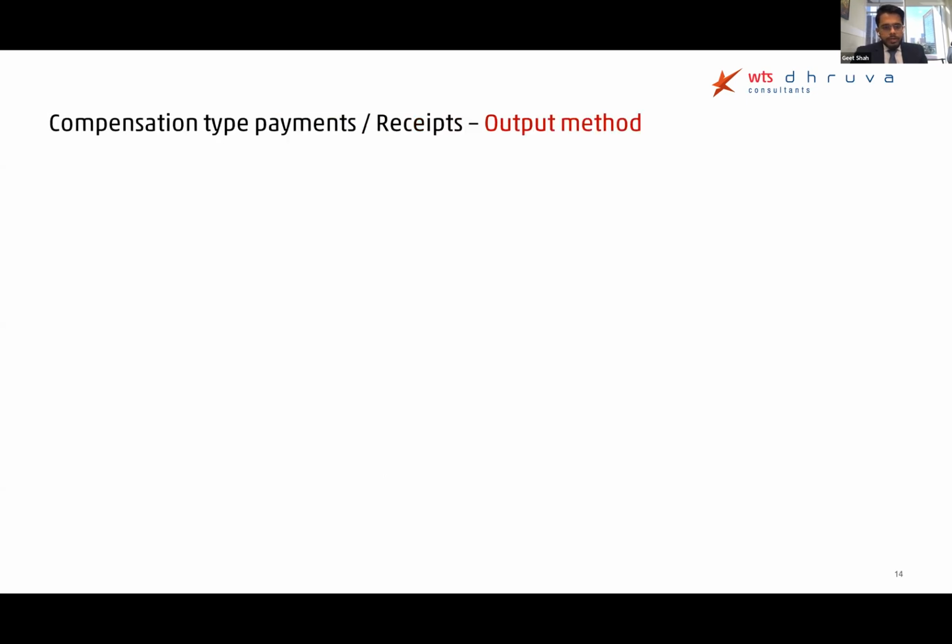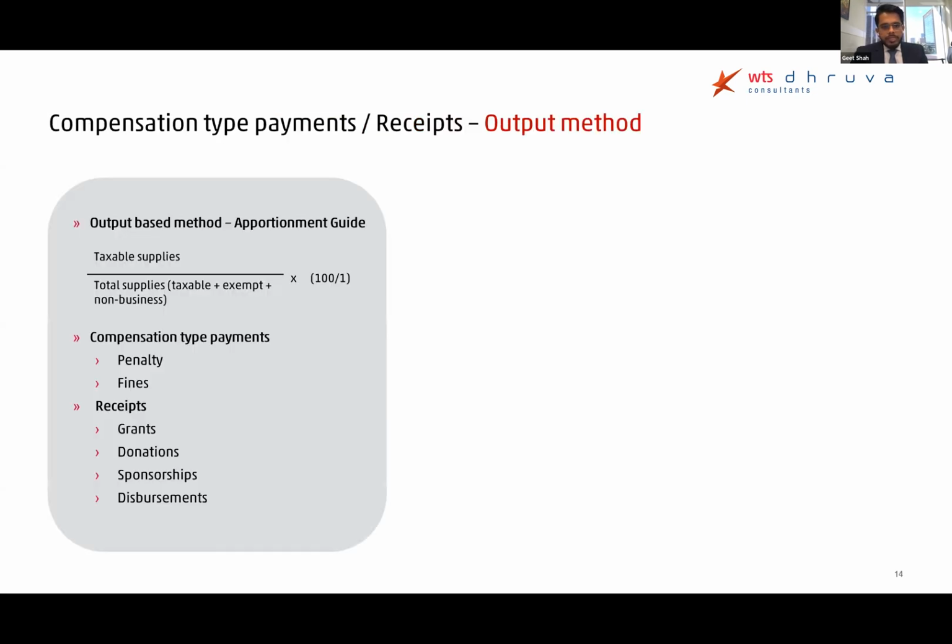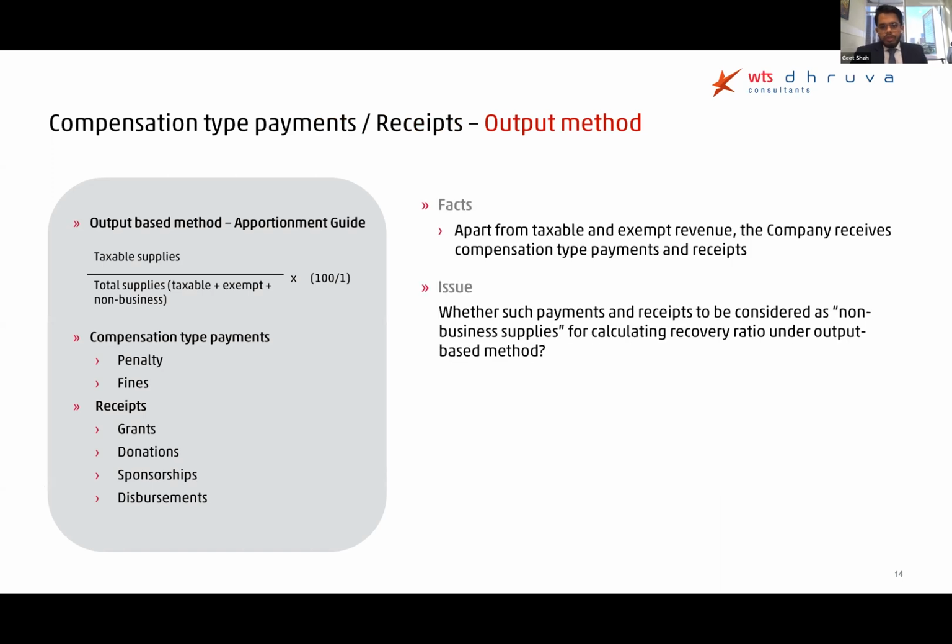Okay, moving on to the second case study, compensation type payments and receipts. The fact is that a company is into taxable and exempt revenue, and they also receive payments such as penalties and fines, and also get receipts such as grants, donations, sponsorships, and disbursements. Now, if these kinds of payments are received, whether one should include these payments and receipts for arriving at the recovery ratio under the output-based method. So let's have a poll again on this and get your views on this particular issue.